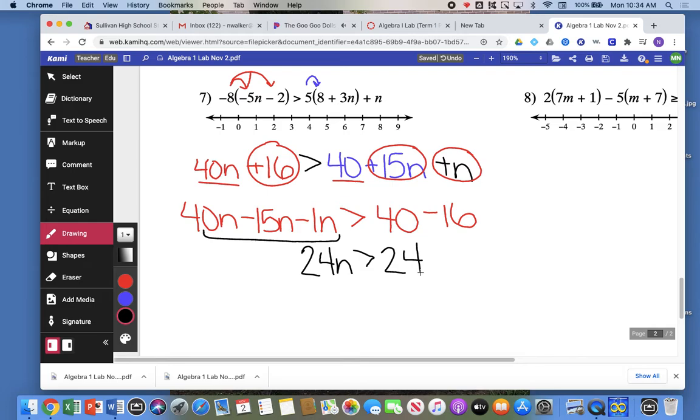Okay, if I divide by 24, do I flip my sign or keep my sign? You keep it because it's a positive. We divided by a positive 24. Now, this becomes a 1, right? So open or closed at 1, and which way do I shade? Right. To the right, very good. Now do you see here, my circle's very visible and my shading's very visible? I'm going to say, make sure that your stuff is as visible as mine.